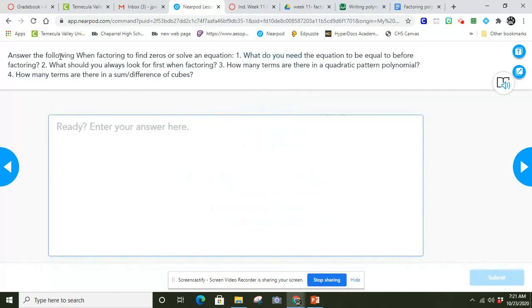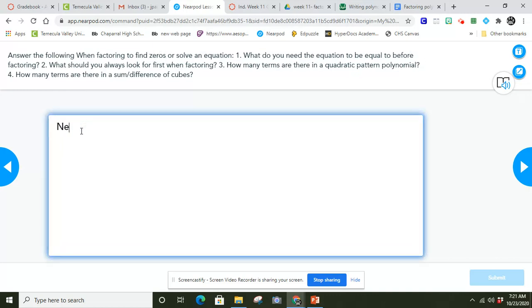All right, answer the following questions. When you factor and find zeros or solve an equation, what do you need the equation to be equal to before factoring? What says it right in the question? You need it to be equal to 0. It needs to equal 0 before starting. What should you always look for first when factoring? Always look for a GCF.